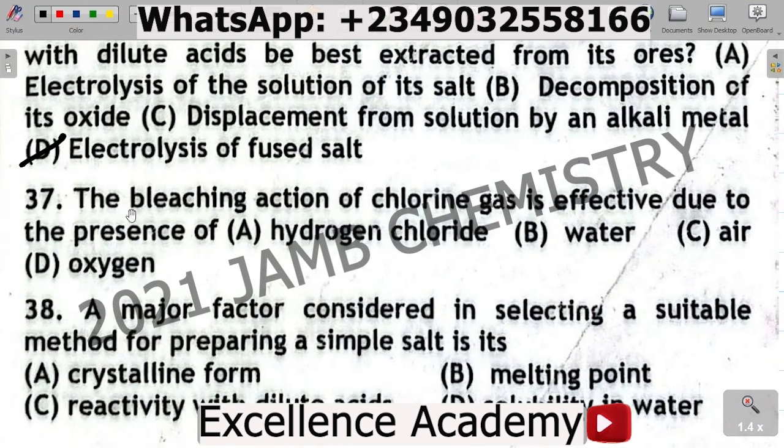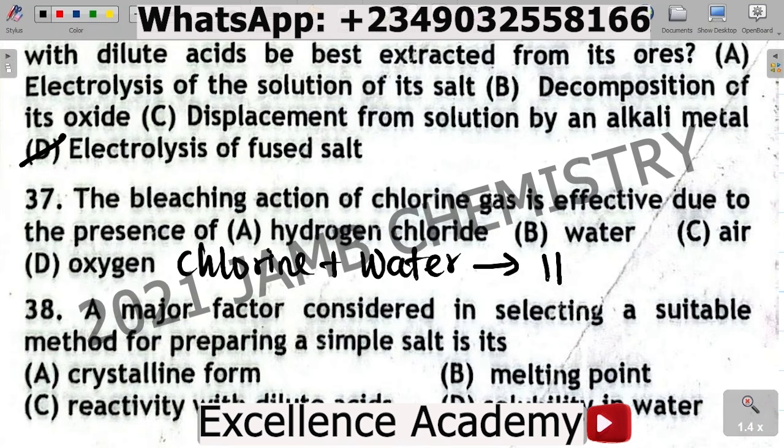Question number 37. The bleaching action of chlorine gas is effective due to the presence of A. Hydrogen chloride, B. Water, C. Air, D. Oxygen. For this question, you want to note that the combination of chlorine and water, so chlorine plus water, will result in the formation of hypochlorous acid, that's HOCl, right? And this hypochlorous acid is a bleaching agent. Okay, so that means water must be present. So the correct answer there is B, water.